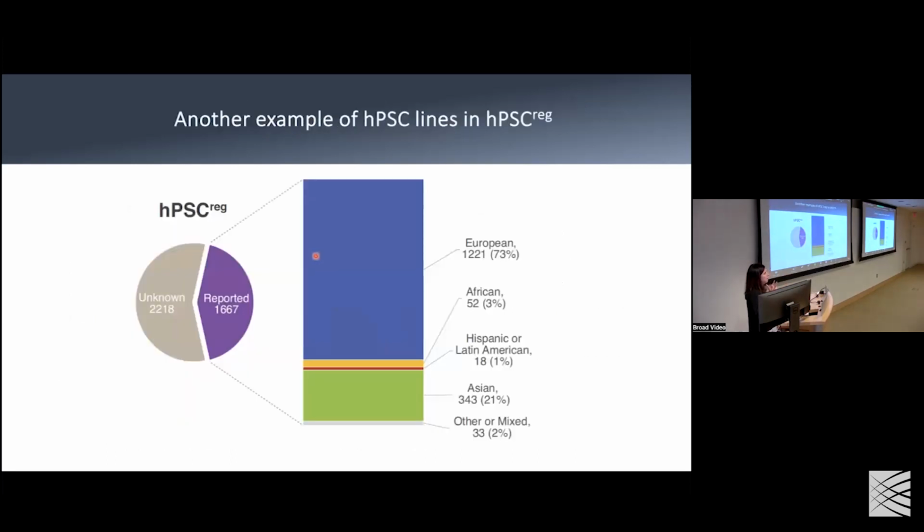And this is another example when we look at the human pluripotent stem cell registry that catalogs all the stem cell lines in these banks, again using standardized biological and legal agreements. Again, we can see that worldwide, 73% of human pluripotent stem cell donors are of European ancestry.